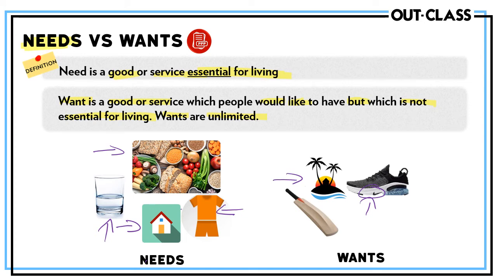For example, if somebody is going out of their house for a job, they need to travel, and that traveling is a necessity for them. So needs are specifically essential for your living, while you can certainly live without your wants, but life is always more comfortable when these wants are fulfilled.